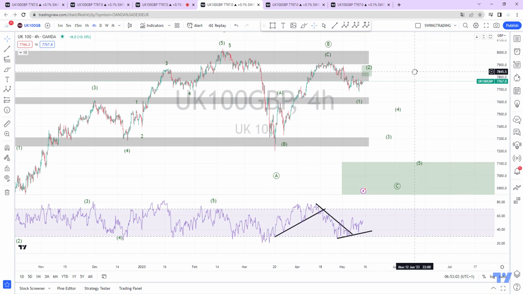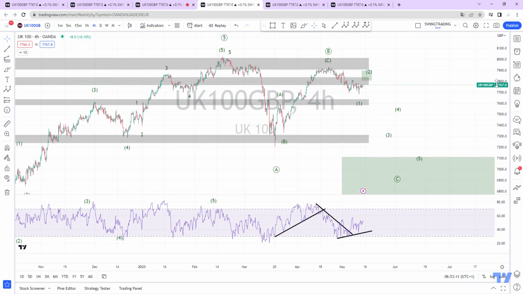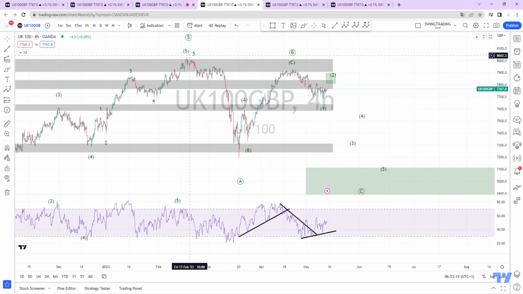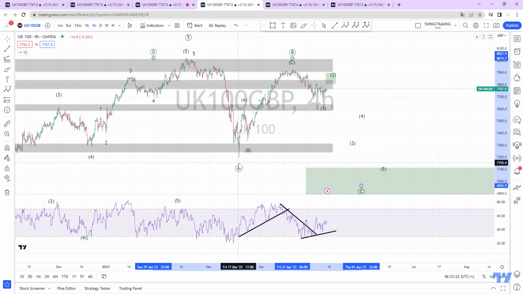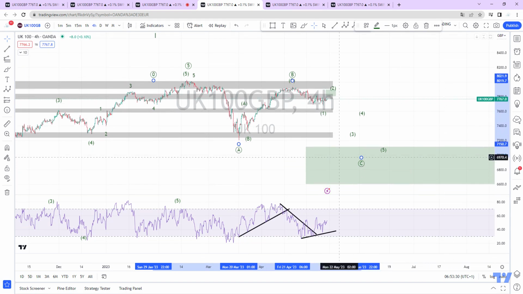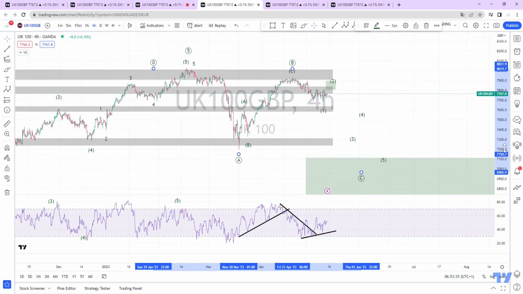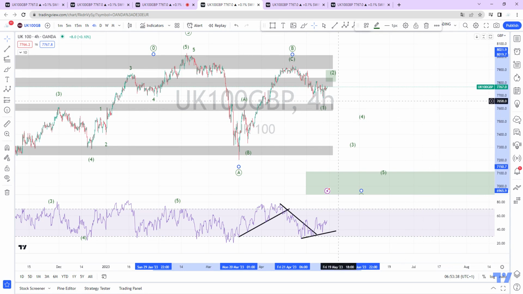What could happen today? How can we trade the FTSE today? If we have a look at the 4 hours time frame, from this high, I think we are now doing an ABC correction, A down, B, and now we are in our wave C, where this is our target. I showed you how to calculate this zone in the weekend video. So I think we are on our way to this zone.